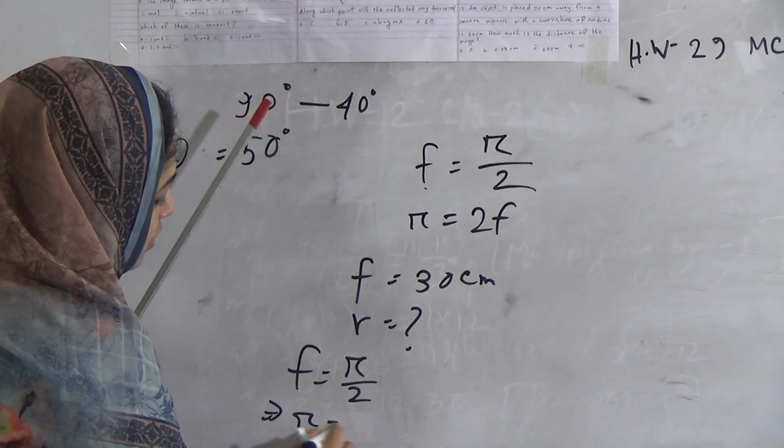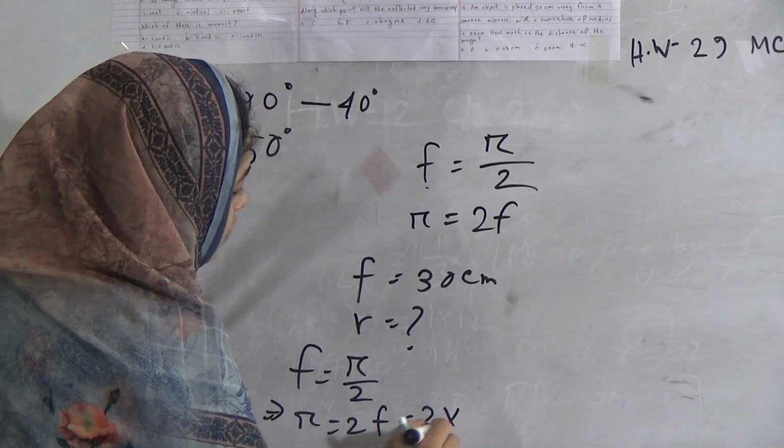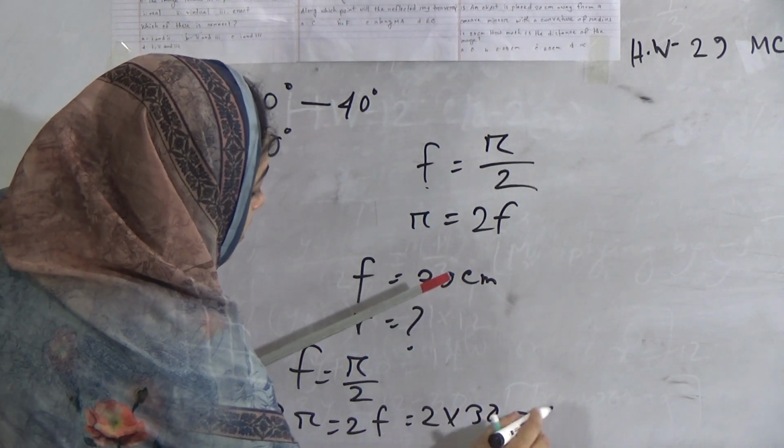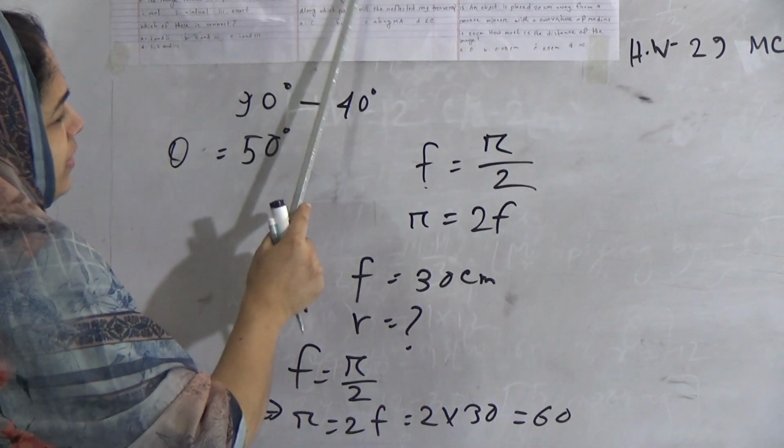That means r equals 2f. So 2 into f, which is 30, will be 60. My dear students, that's why 60 centimeter is the correct answer.